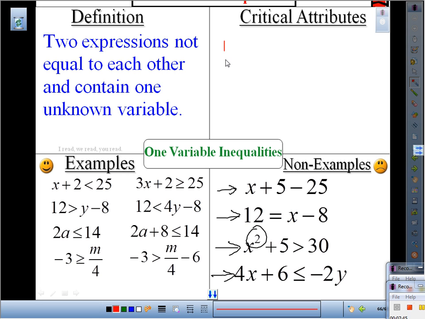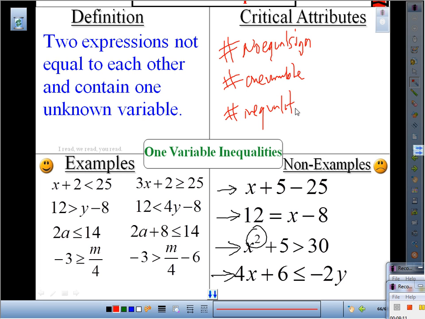So with that said, get some hashtags here as to what makes a one variable inequality a one variable inequality. Corina, go. No equal sign. Pass someone, Karina. Jake. One variable. Pass someone. Jordan. Inequality. And so on and so forth, right?